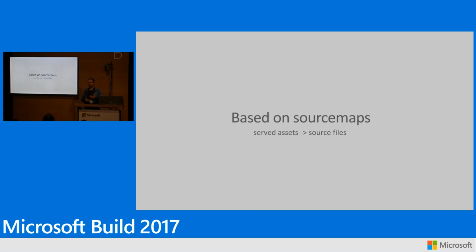Basically, what our debugger is able to do is map the served asset that the browser, the runtime, is seeing to your source files. And we do this completely transparently. The only thing you need to do is tell the debugger, this is where my source files are, and then we try to figure it out for you.